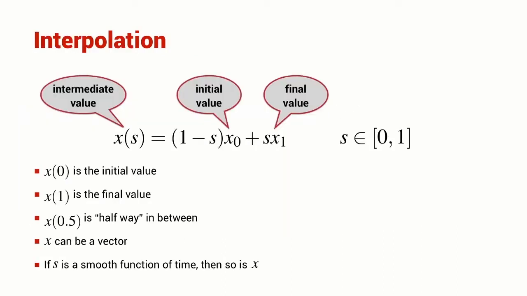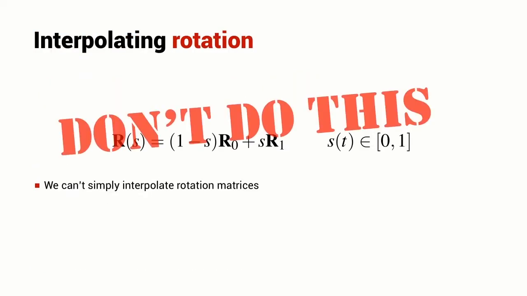We introduced the notion of interpolating between an initial value and a final value based on a scalar s, which varies between 0 and 1. 0 gives us the initial value, 1 gives us the final value, and 0.5 is halfway in between. X can be a vector, and if s is a smooth function of time, then so is x. We talked about how we cannot apply this simple interpolation scheme to rotation matrices. Rotation matrices are special, they're orthogonal matrices, so adding 2 of them together does not result in another orthogonal matrix. So we don't do this to rotation matrices.